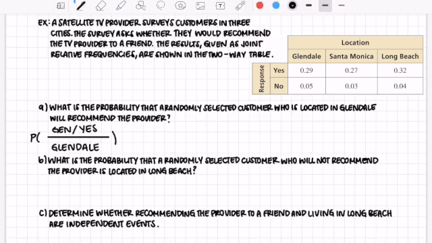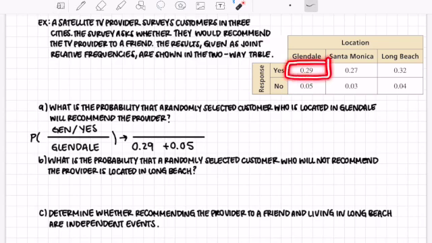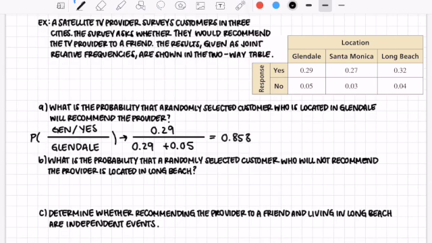So I'm going to start off first by identifying how many people were in Glendale that they surveyed. Right here it shows that it was 0.29 plus 0.05 people were in Glendale. And again, the specific yes part in Glendale was the 0.29. Which, if I were to calculate it, we get 0.853. So, if I want to change this to percentage, 85.3% said yes, they would recommend their provider from Glendale. Done.